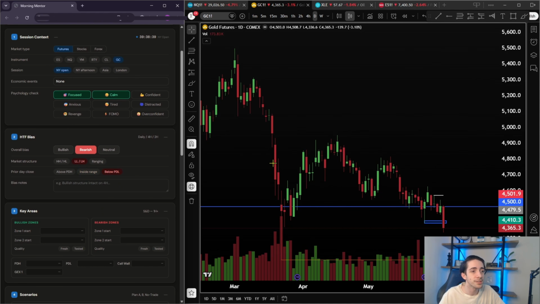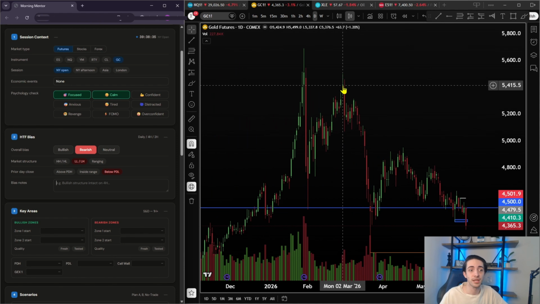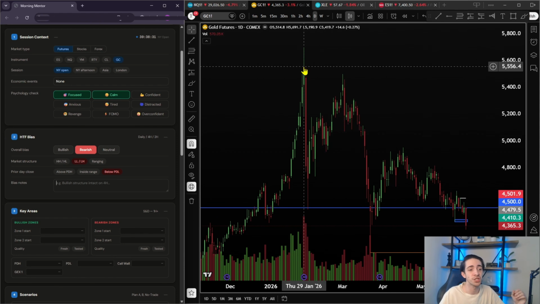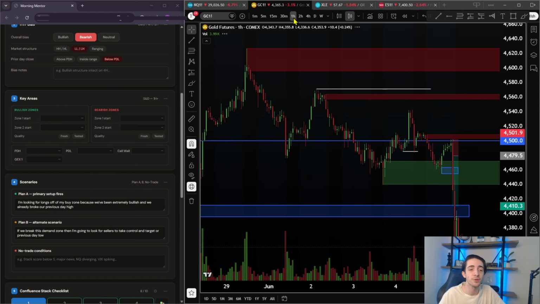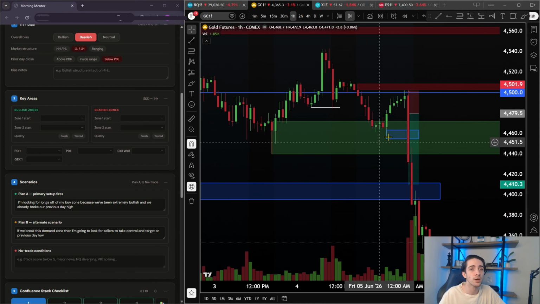Delete that. Bias notes. Gold has been extremely bearish ever since the Iran war began, but it was also very bearish since the end of January when it peaked around 5,600. We could write that in here. You could hit the microphone and it'll pick up what you're saying in there. Key areas. Okay, well now we could break it down to our lower time frame. Our key area was 44.73 for the buyers, 44.73. Our sellers were at 4,500.